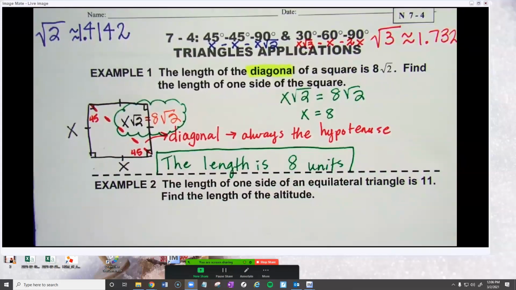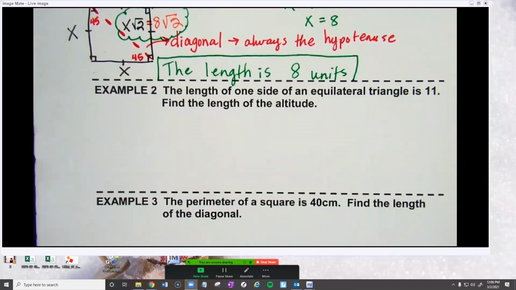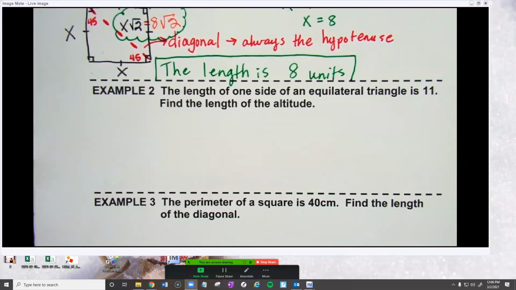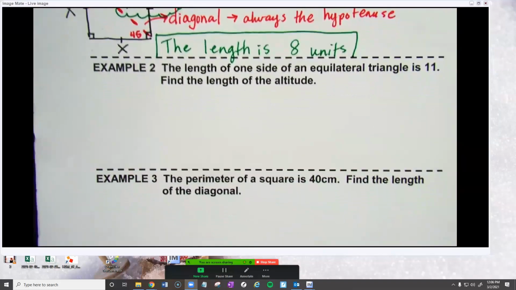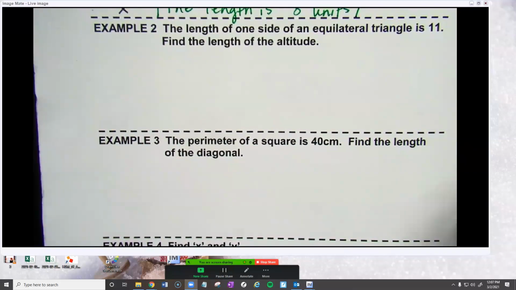All right, let's go ahead and take a look at example 2. For example 2, I don't see a picture. It looks like we're drawing again. The length of one side of an equilateral triangle is 11. Find the length of the altitude.